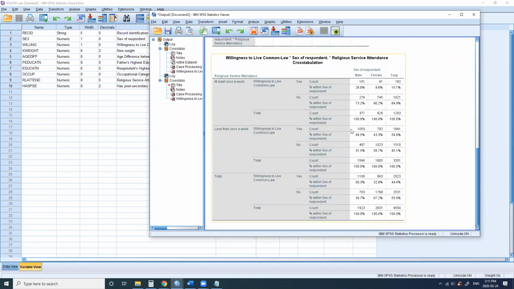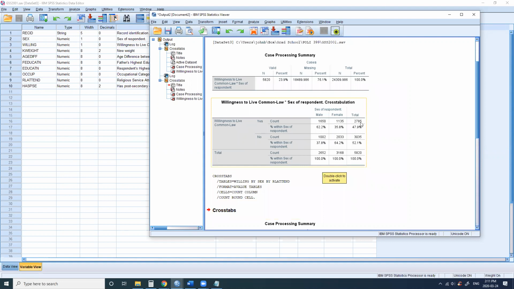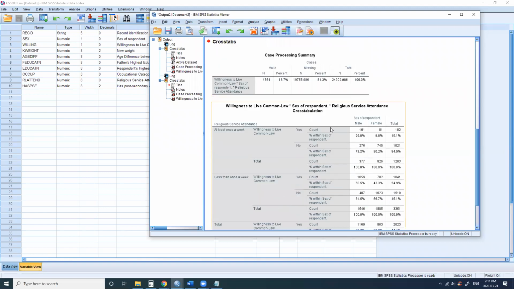Now we have a crosstab that has 2 partials. It has a partial crosstab for those who attend religious services at least once a week, and a partial crosstab for those who attend religious services less than once a week. And then it has a full crosstab for both of these categories combined. Now, recall, in our original crosstab, 62.2% of men were willing to live common law versus only 35.8% of women. So that's a gap of 26.8 percentage points.